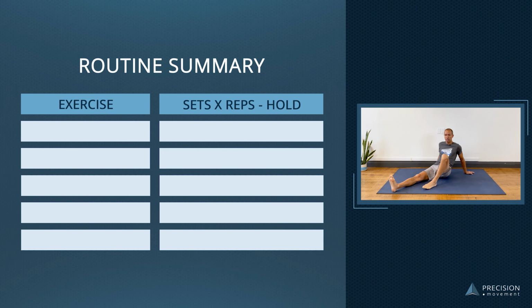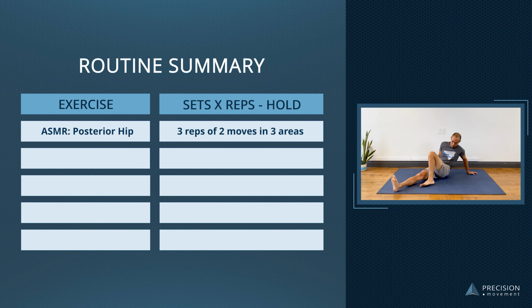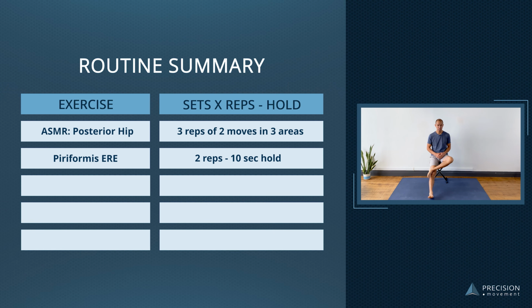To summarize the 5 exercises we went through today, we started off with active self-myofascial release of the posterior hip. You do 3 reps of 2 different moves in 3 different areas of the hip. Next, we did the Piriformis ERE technique. Do 2 to 3 reps, holding each contraction. There's 3 contractions in each rep for 10 seconds.